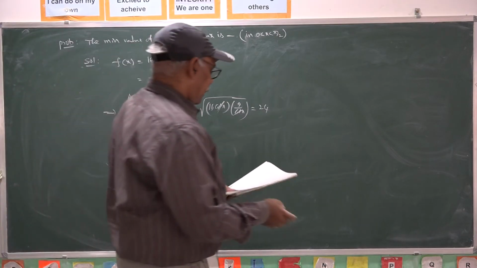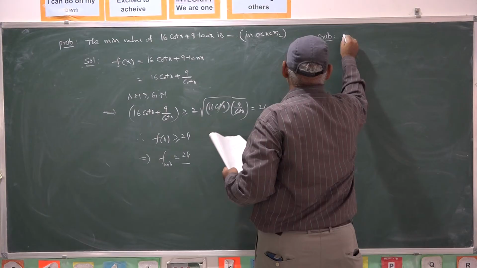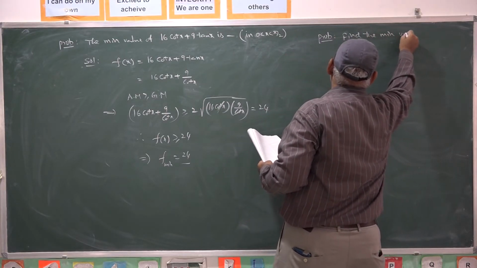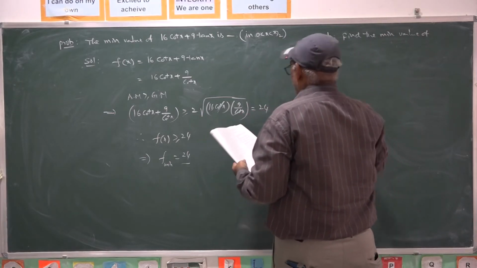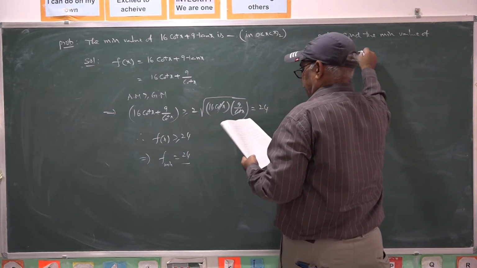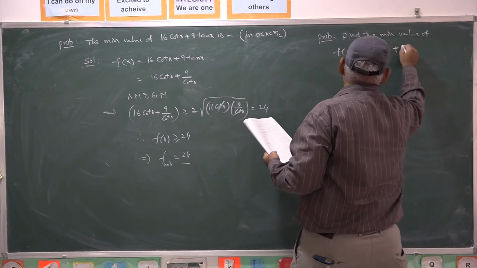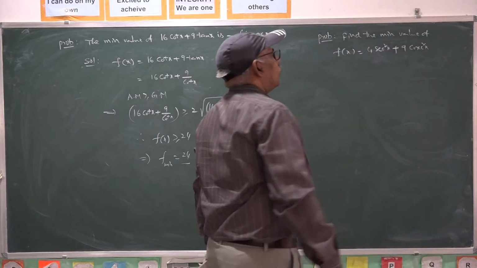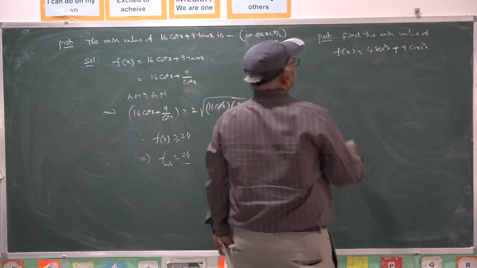Similar model. Find the minimum of f(x) equal to 4 secant square x plus 9 cosec square x.